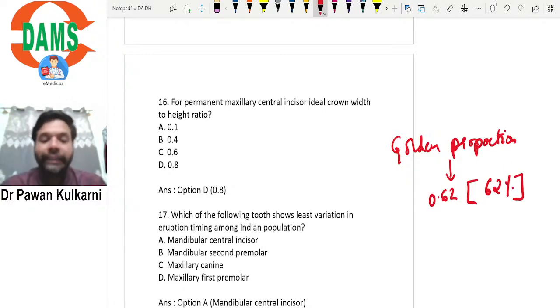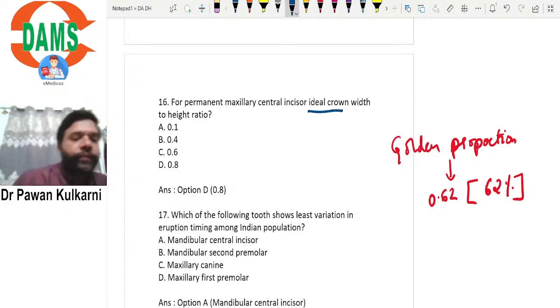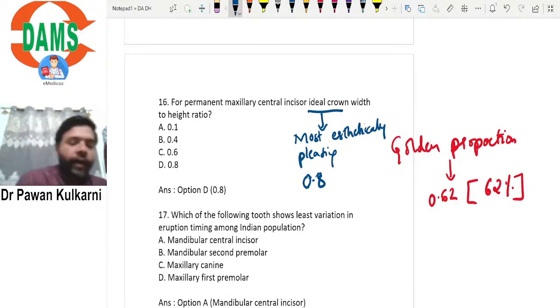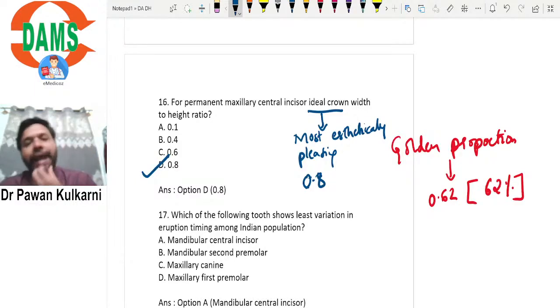Okay, but remember, ideally, when you talk ideally, or they can say most aesthetically pleasing, then that ratio should be 0.8. So don't get confused. 0.8 is the correct answer here. Ideal crown width to height ratio in a maxillary central incisor is 0.8 or 80%.